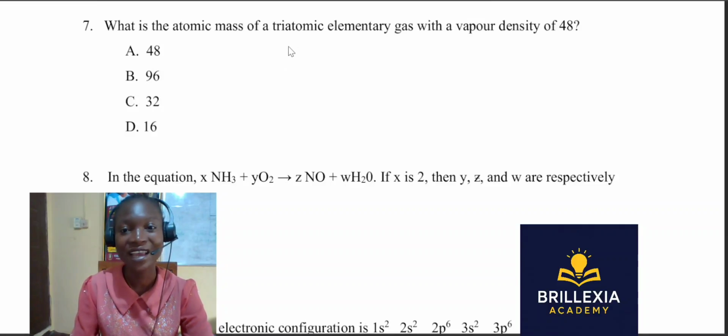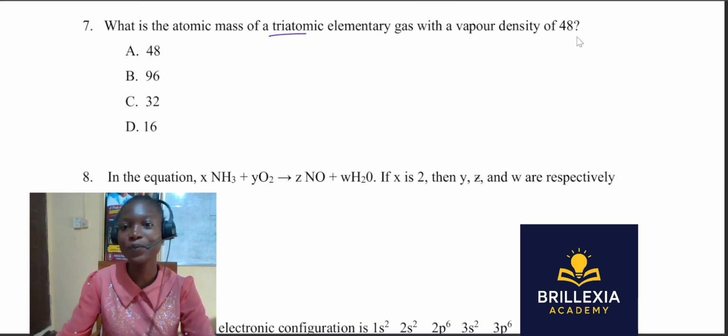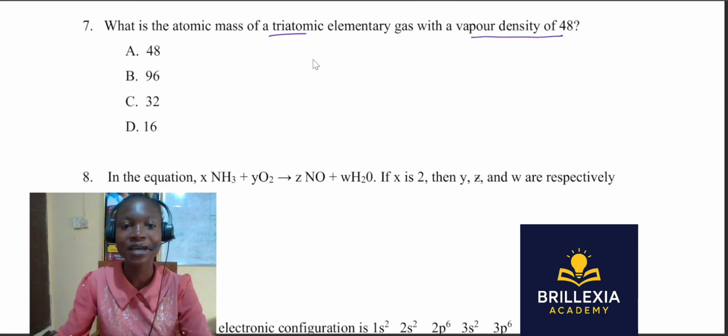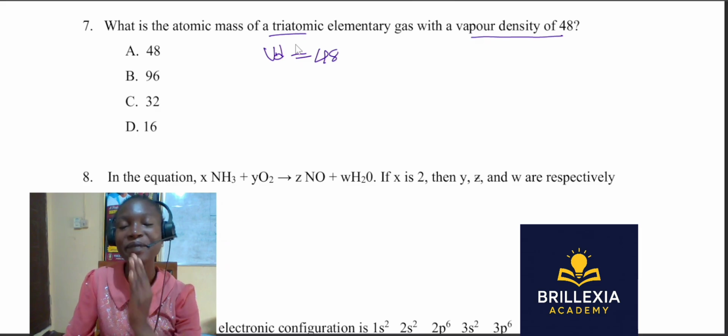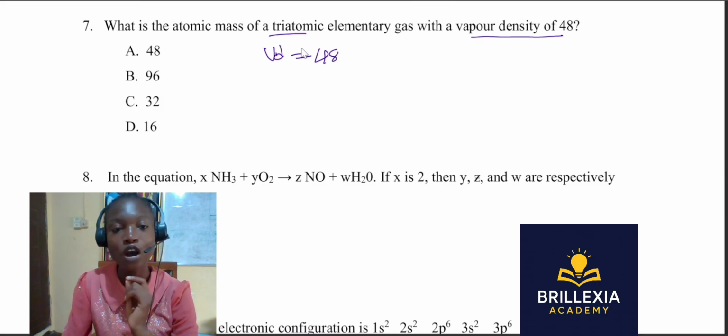This question comes out every year, and yet students keep failing it. Why? Let's read it. What is the atomic mass of triatomic elementary gas with vapor density of 48? So that means we have vapor density, let me use VD, equals 48. But because they mentioned triatomic, that's where students get it wrong. The triatomic there is just to make you confused of what to use.